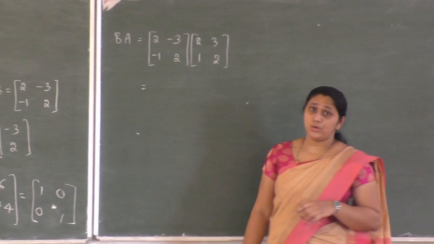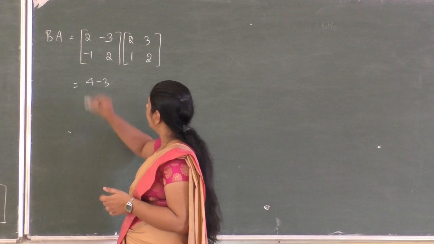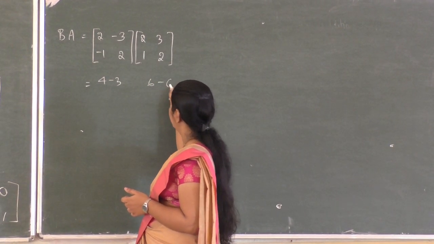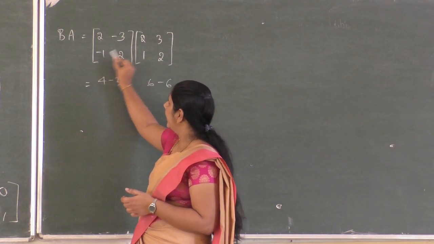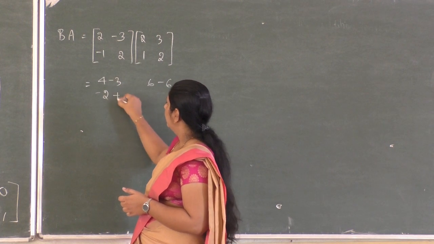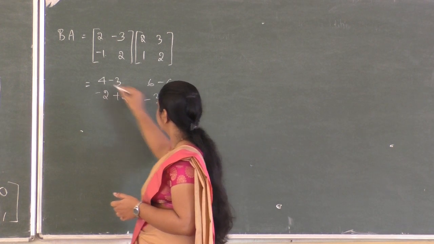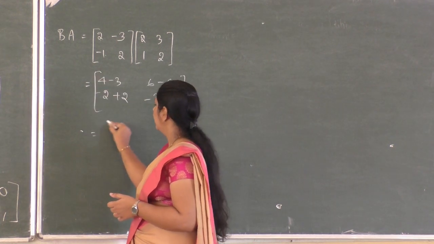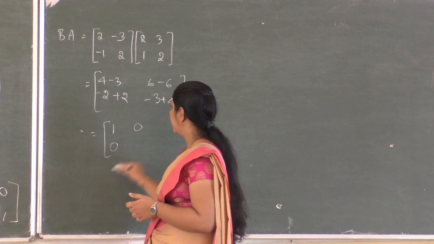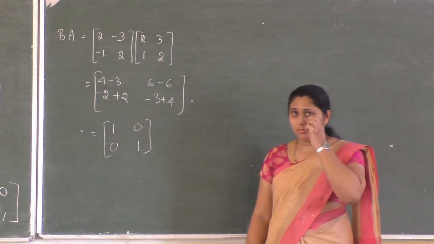Same procedure. First row, first column, 2 into 2, 4 minus 3, 2 into 3, 6, minus 3 into 2, minus 6. Now second row, first column, minus 1 into 2, minus 2, plus 2, minus 1 into 3, minus 3, plus 4. Again, 4 minus 3, 1, 6 minus 6, 0, minus 2 plus 2, 0, minus 3 plus 4, 1. Again we will get the identity matrix.